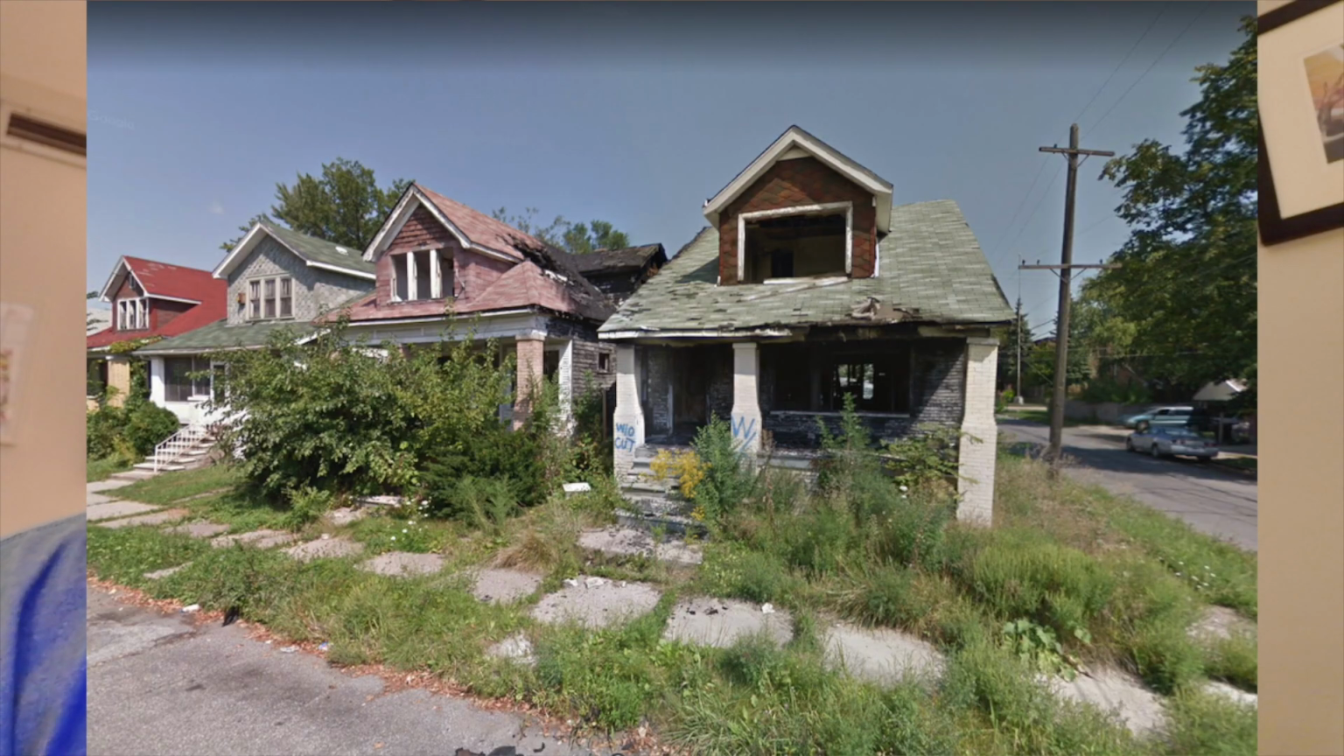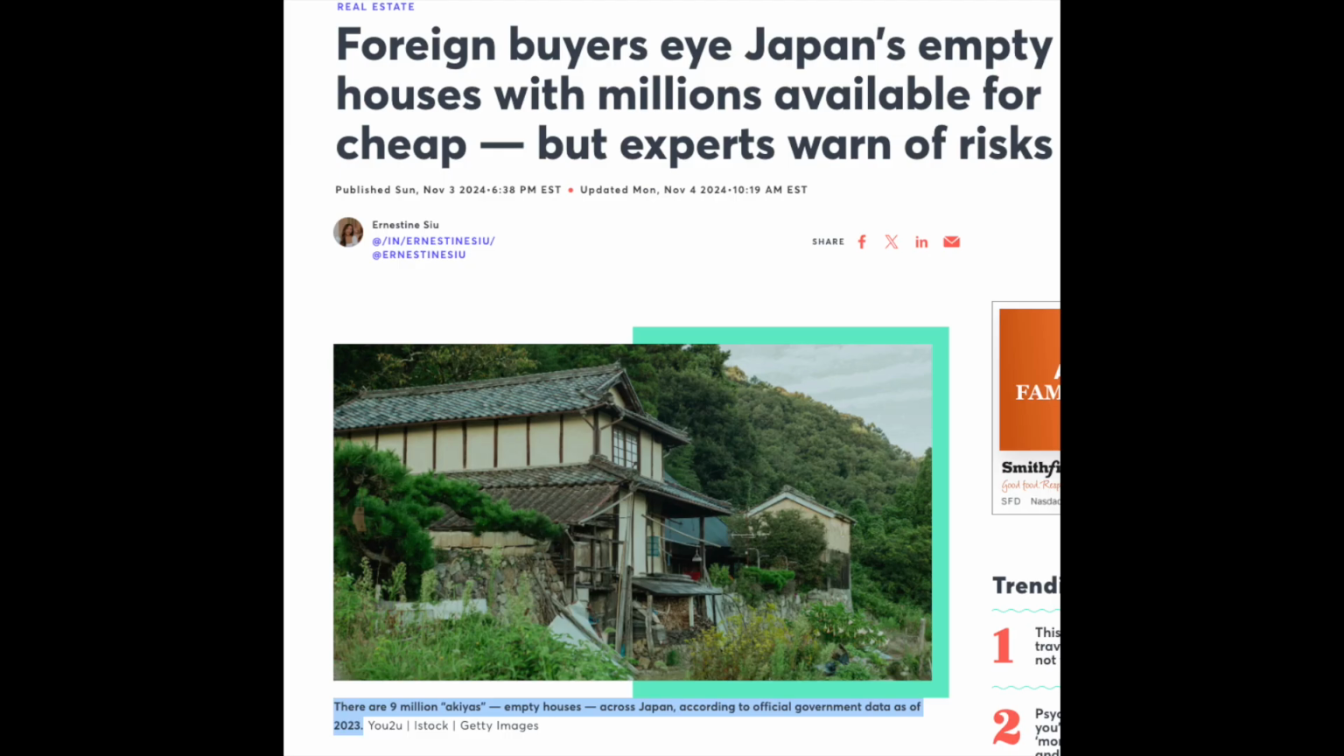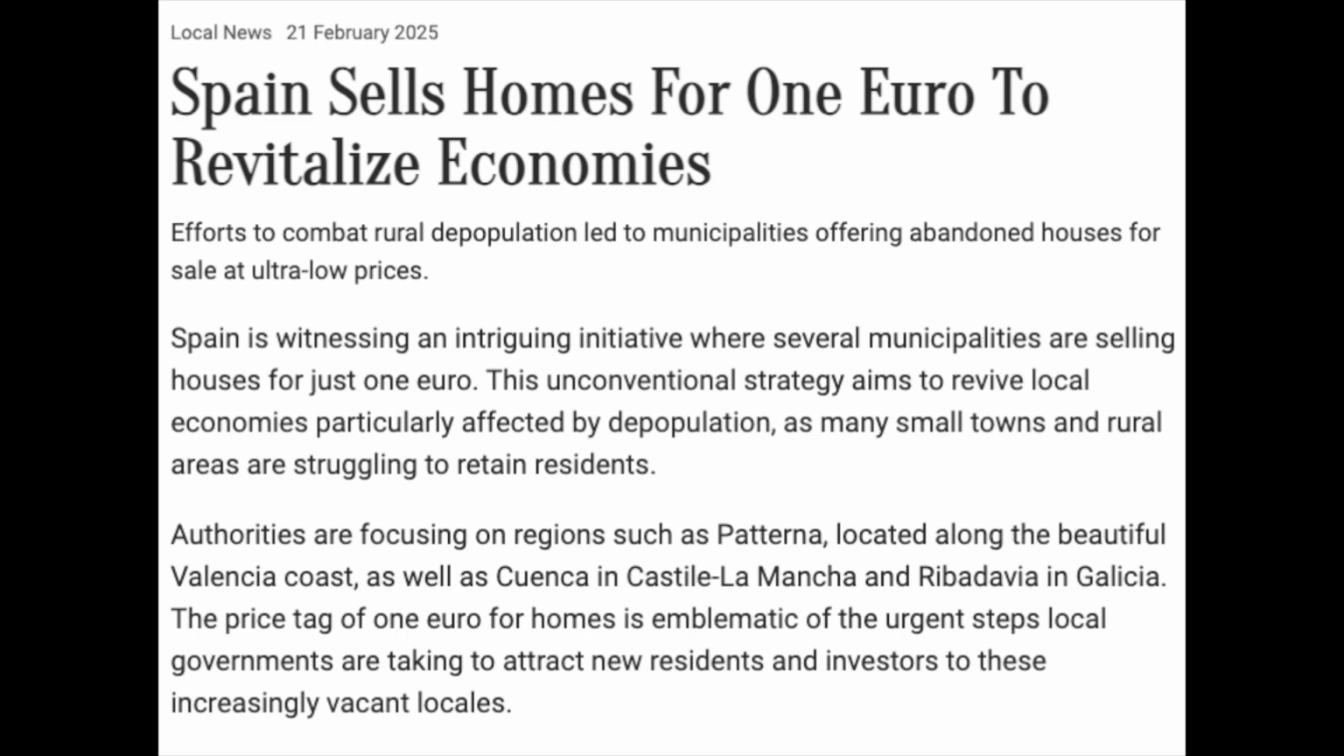When you build a bunch of new units and then a generation or 2 later, you have dramatically different demand, you wind up with a ton of product that's not even worth the cost to tear it down. And yeah, this is exactly what happened in Detroit. And also, this is not unique to the US. Places like Italy, Japan, and even Spain are somewhat famous for it now.